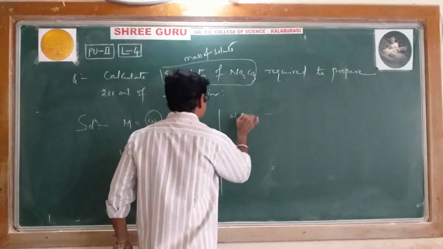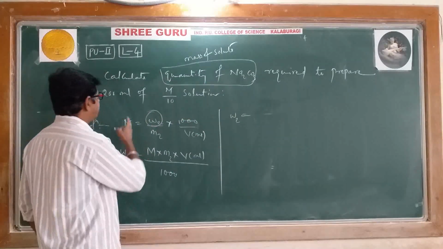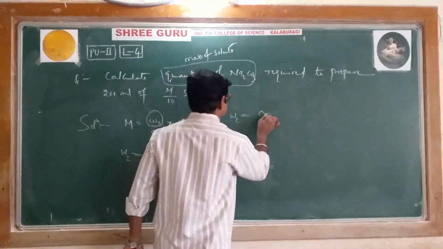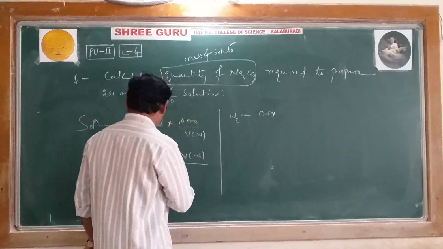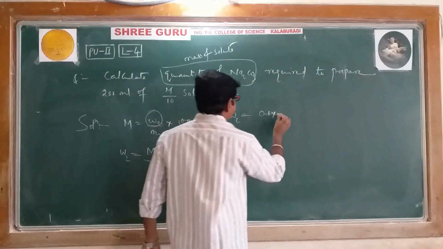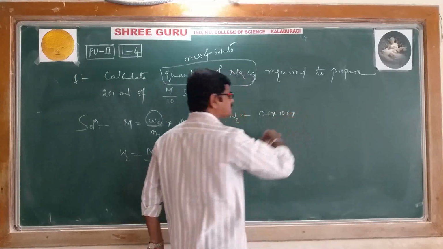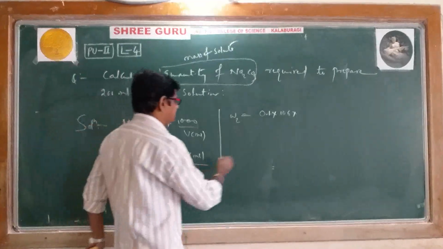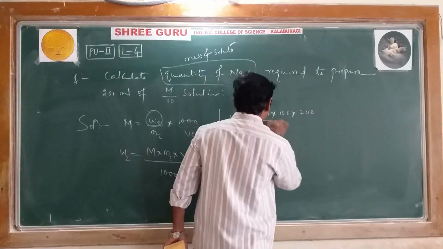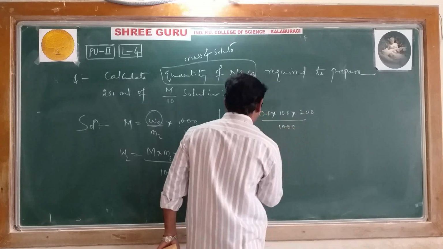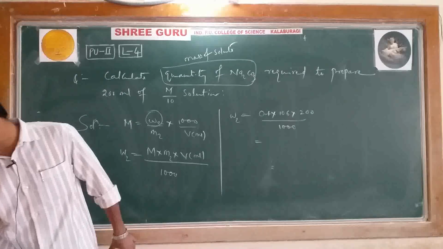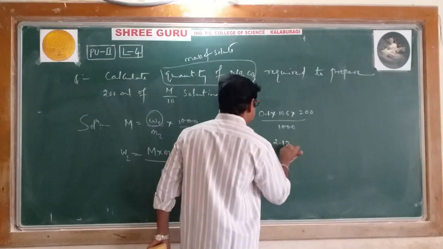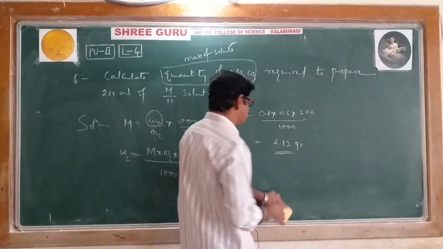Therefore, mass of solute W2 is equal to molarity. How much is given? 1 by 10. 1 by 10 is nothing but 0.1, into the molar mass of solute. Sodium carbonate molar mass is 106. If you want, you can calculate. And volume 200 divided by, of course, 1000. Again, if you do the simplification, you will get 2.12 grams. 2.12 grams is your answer.